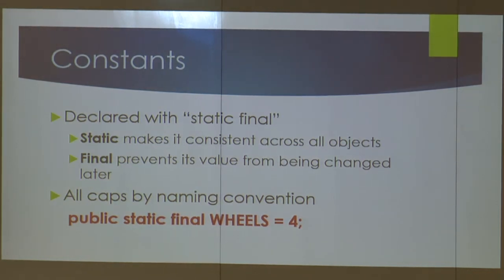And just a normal convention, we name a constant with all caps. That way later on in our program, if we see something in all caps, we know, okay, that must be a constant. So an example constant could be something like public static final WHEELS, in all caps, equals 4. If we were doing something with a car, we could assume that it's always going to have 4 wheels, so it makes sense to make that a constant.